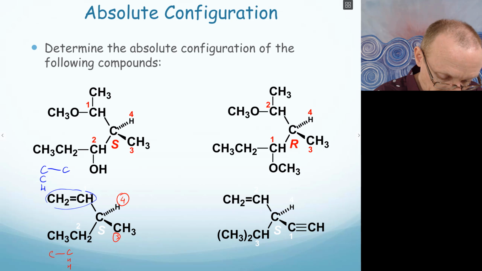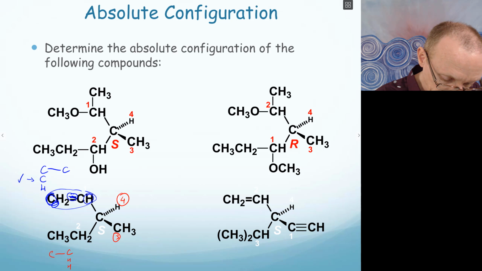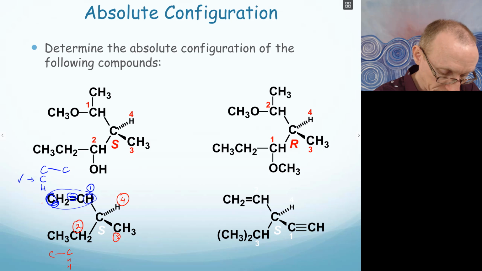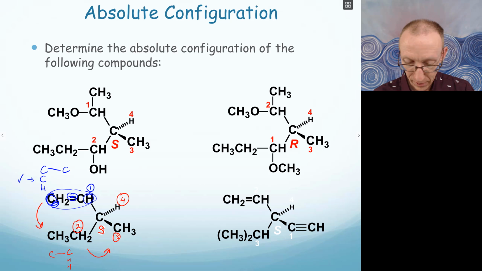So here we've got the hydrogen, here we've got the carbon, and here we've got another carbon because of the fact that it's a double bond. Okay, so we've got the first point of difference here, so that gets the higher priority. So this is going to be 1, and the red group is going to be 2. We go from 1 to 2 to 3 in an anti-clockwise direction, so this must be the S compound.